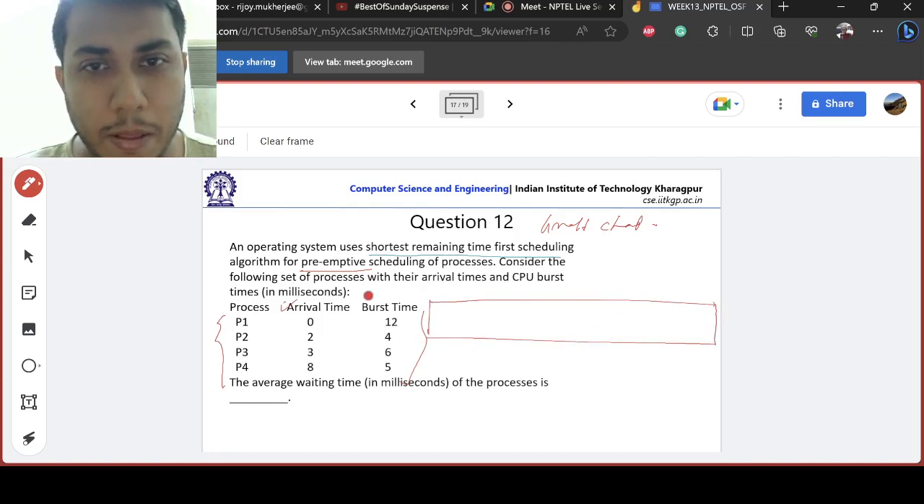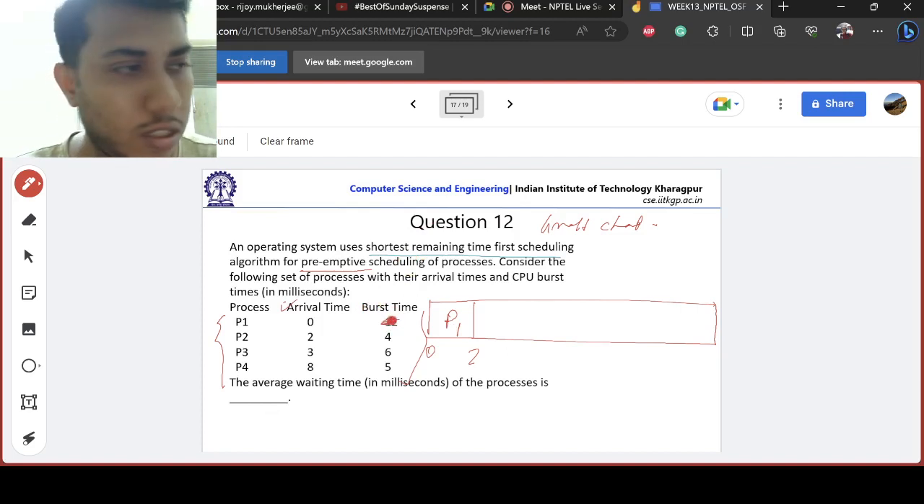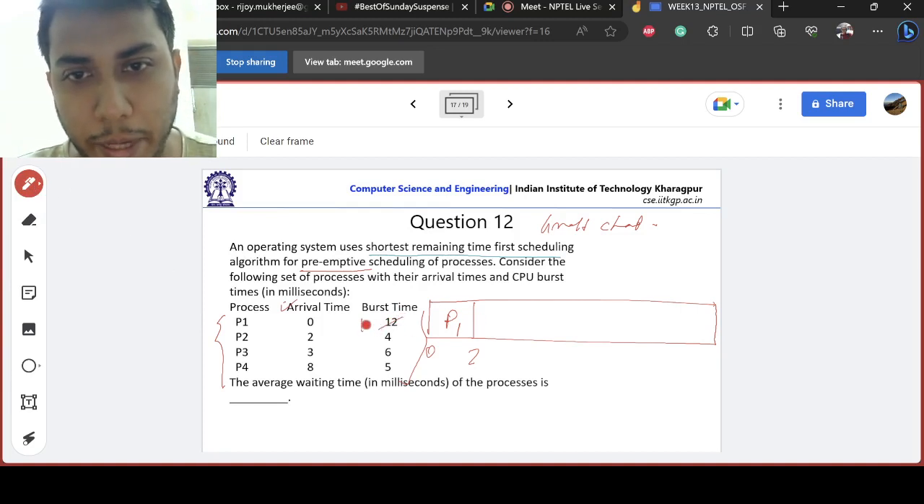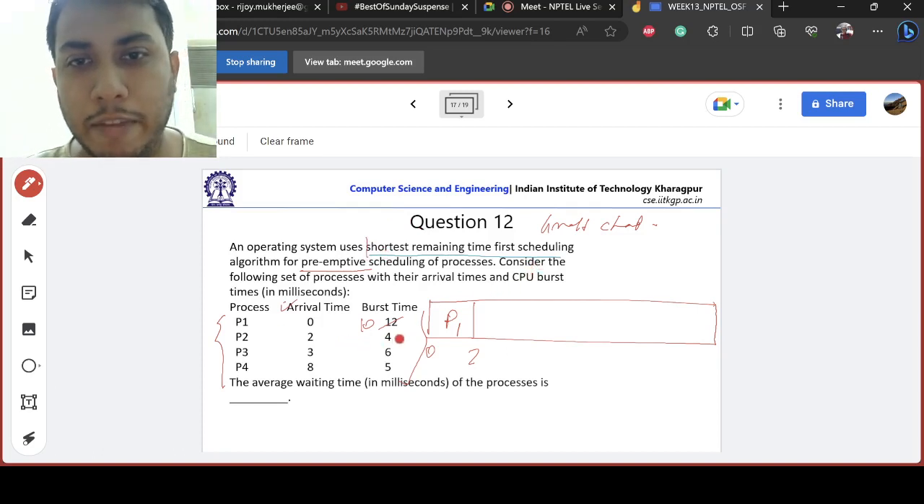Initially, for the first 2 seconds, from 0 to 2, there is only one process, that is P1. So P1 will run from 0 to 2. P1 has a total burst time of 10. After 2 seconds, it will have only 8 remaining, and our concept is shortest remaining time first. So after 2 seconds, when P2 arrives, the shortest remaining time is of P2. So then P2 will be scheduled.